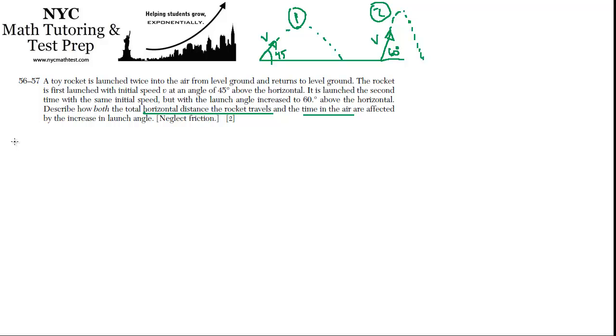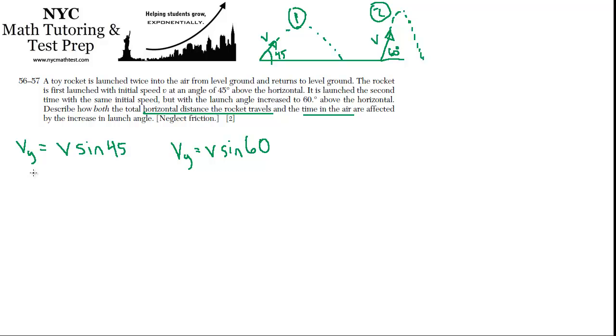So the vertical component, vy, is going to be equal to the initial velocity v times the sine of the angle. So we'll do it for the 45 and we'll do it for the 60. So it's going to be v sine 45, and then the other vy is going to be v sine 60.